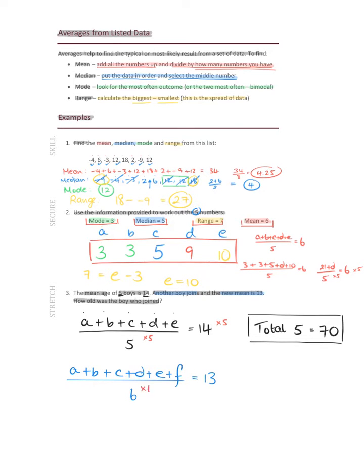So I'm going to do the same, times by 6, times by 6. So the total for the 6 boys is 78. So what that means is that the boy who joined was 8 years old.